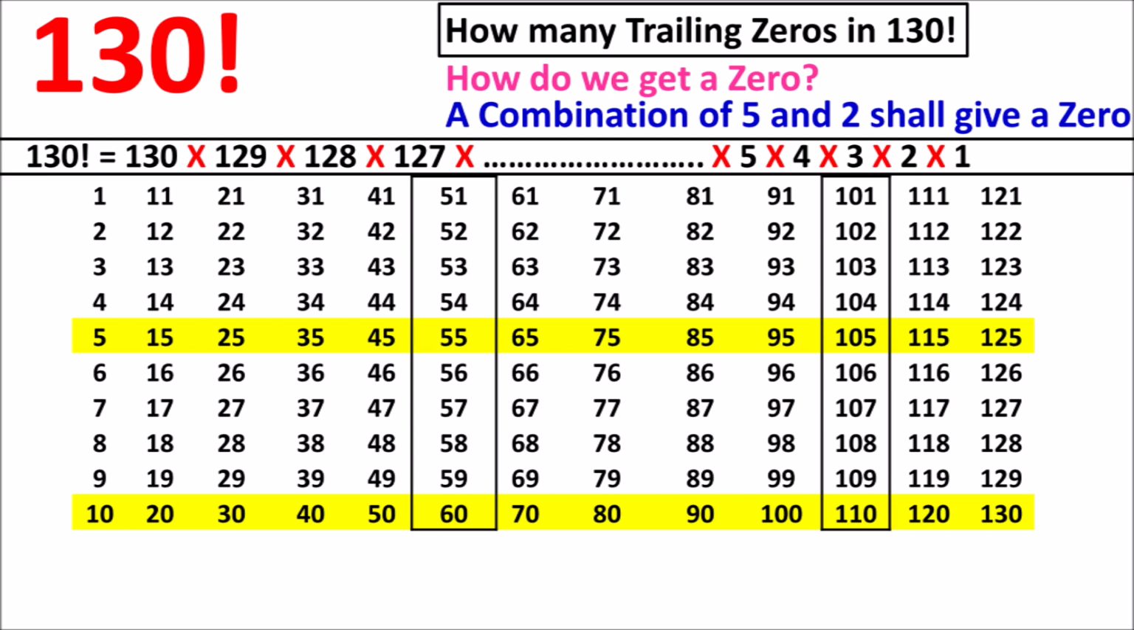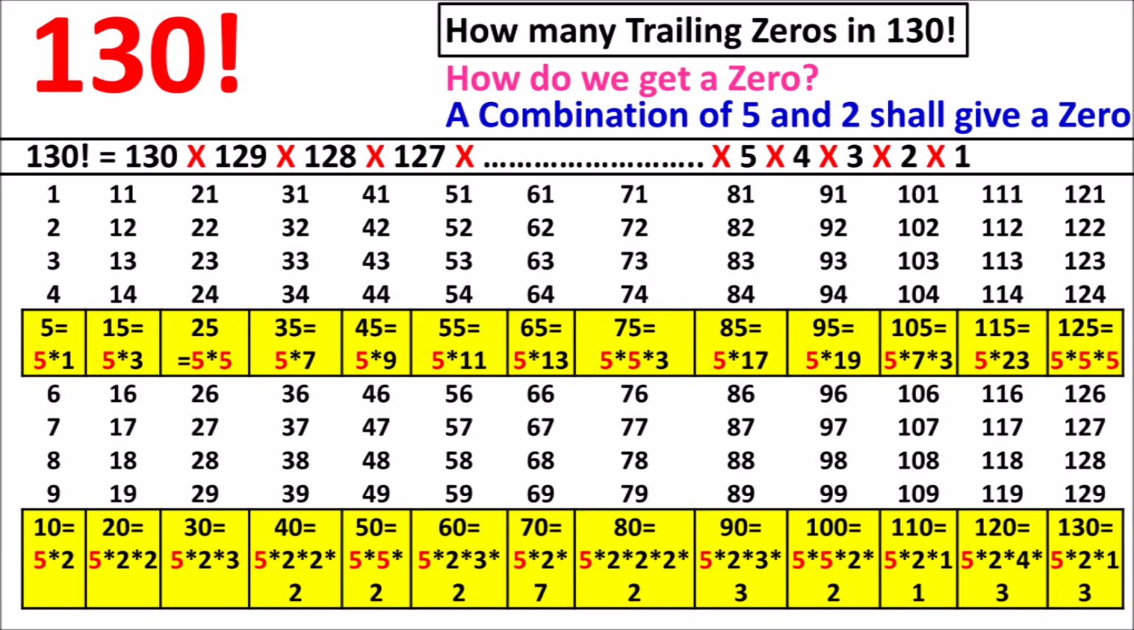Now let us write the factors of these yellow highlighted numbers. But we have to be careful because some numbers have two 5s as factors. Two 5s are contained in each of the following 4 numbers. Those are 25, 50, 75 and 100. And 125 contains three 5s as factors.